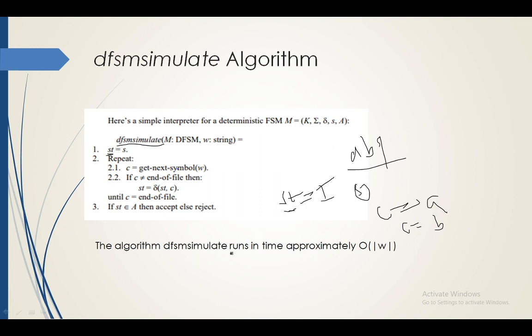Next, the algorithm runs in a time complexity of big O of W. It will run n number of times, where n depends on the number of characters in W, or the length of W. That's why the algorithm's running complexity is approximately big O of the length of W. So this is about the DFSM simulator and its related algorithm.